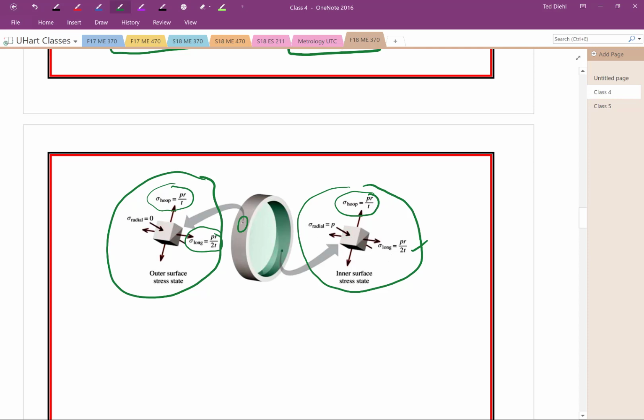And on the inside surface, the stress is compressive, equal to the pressure. So the other two, the hoop and the longitudinal, as long as we have a positive internal pressure, are going to be in tension. Now, of course, you could have a vacuum that would cause compression. Or you can have external pressure, and that would also cause compression.